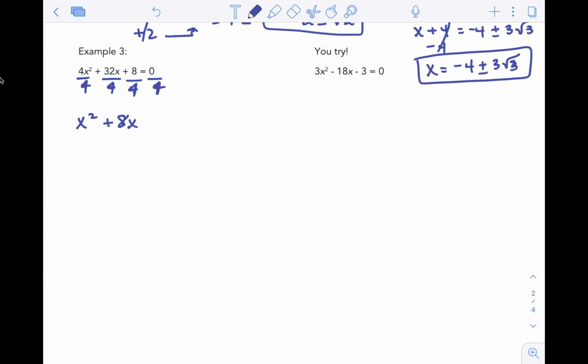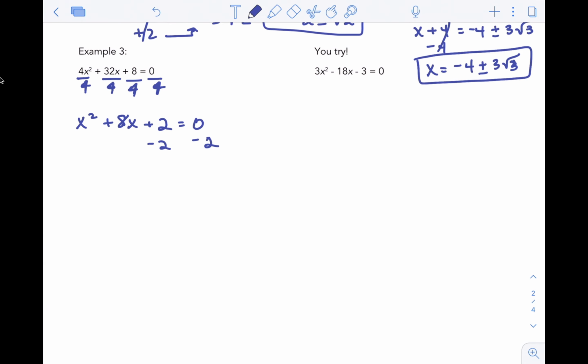We've got 4 divided by 4 is 1. 32 divided by 4 is 8. And then 8 divided by 4 is 2. 0 divided by 4 is 0. Perfect. It's supposed to be 0 anyway. All right, we're good. So we divide everything by that number. Now we start doing the process.